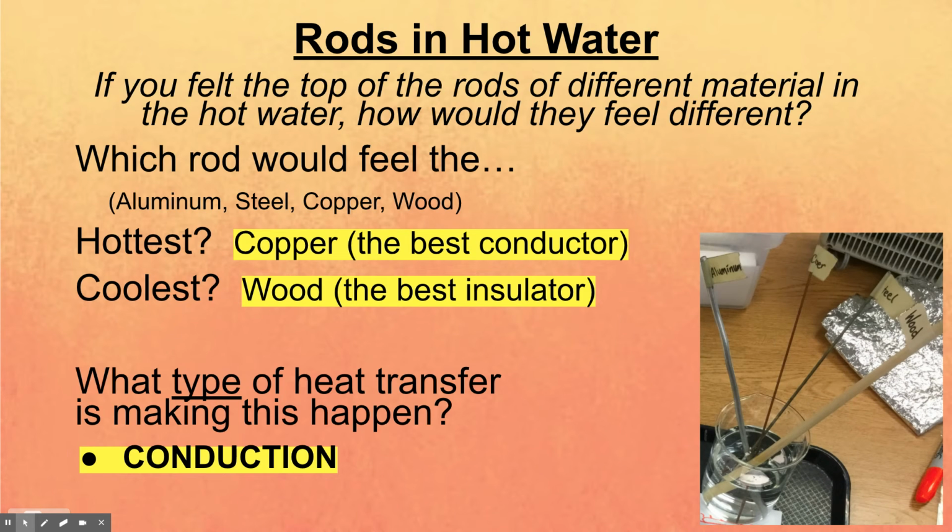All right, so the hottest is the copper, because it's the best conductor. It conducts the heat the fastest. The wood is the best insulator, and therefore it's going to be the coolest. And this is through conduction because they are all directly in contact with the hot water.